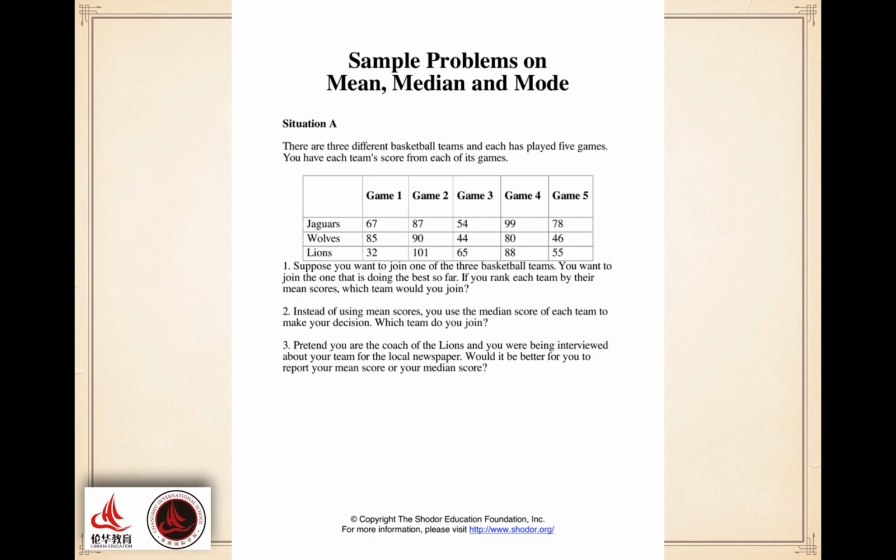And the last one, pretend you are the coach of the Lions and you were being interviewed about your team for the local newspaper. Would it be better for you to report your mean score or your median score? So as you remember, mean and the median scores are very close. Okay, so you need to check the Lions average score, add all the 5 numbers, divide by 5, or you arrange it and get the median, get the middle number.